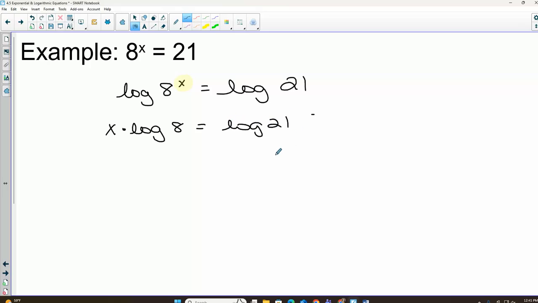So how would I get x by itself? Divide. So x is the log of 21 divided by the log of 8. You can't cancel those logs. That's our expression. We are going to put these in and get decimals. They are not nice decimals, so we'll just go to 4 decimal places.